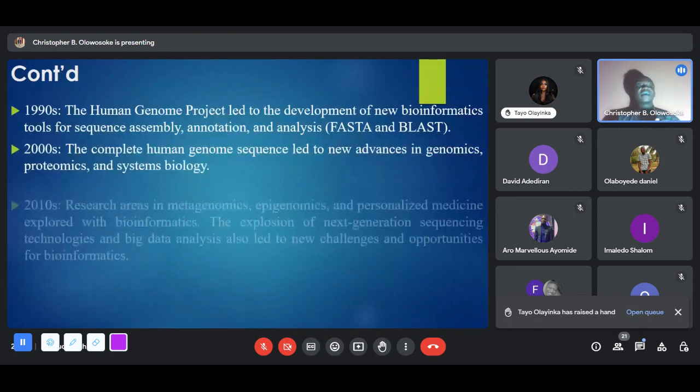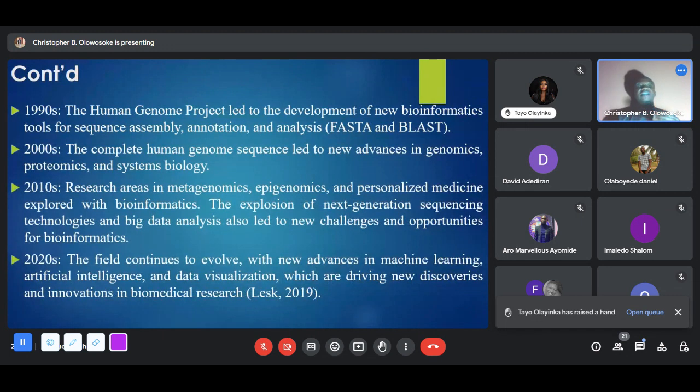So the next information here is in the year 1990, yes. In the 90s, the Human Genome Project began to unfold new genetic information, new sequences. And in this period, we were able to gather more information on biological data that are relevant today in bioinformatics. And in this period, genome assembly, annotation, and analysis that were used with software or algorithms like FASTA and BLAST are being developed. So with the Human Genome Project, new biological data are unveiled, and it is not limited to human. Are you getting me?